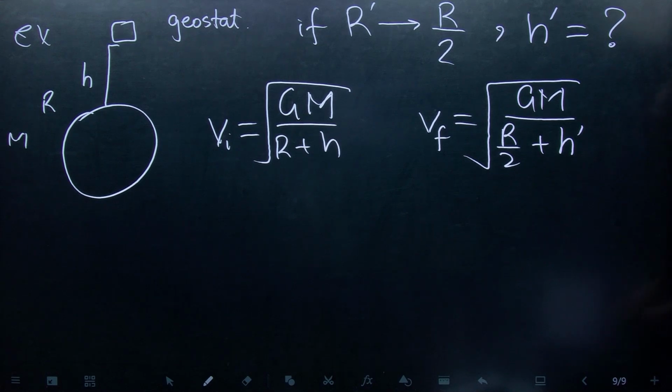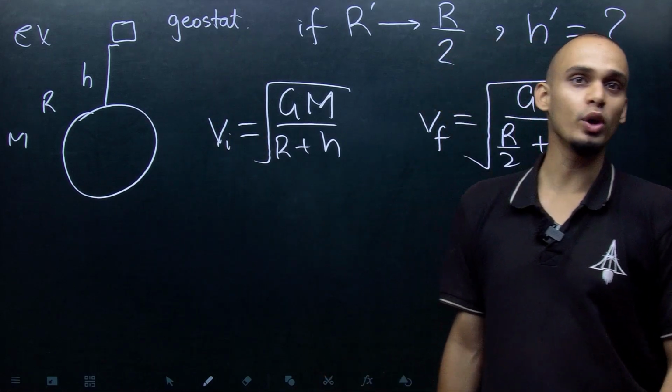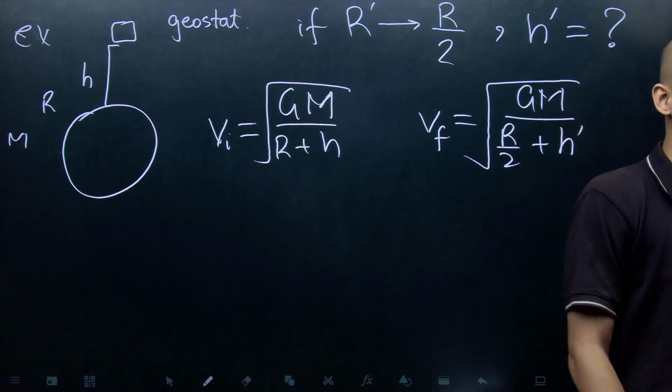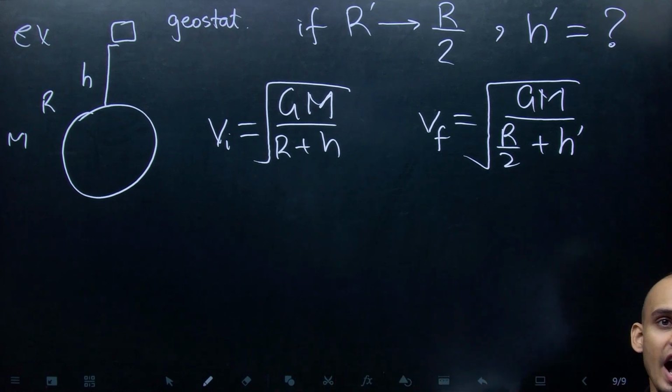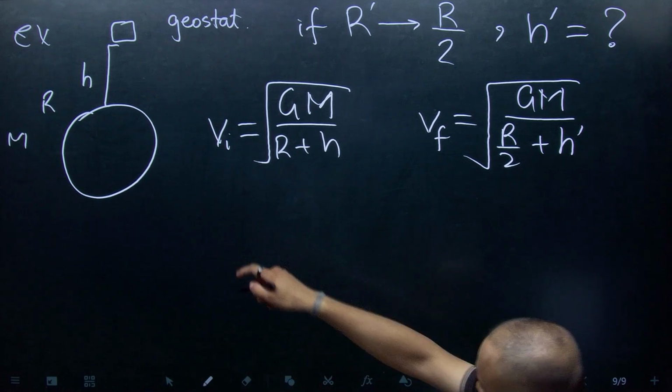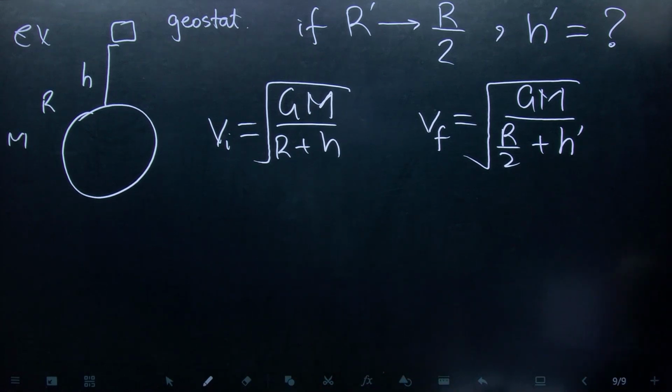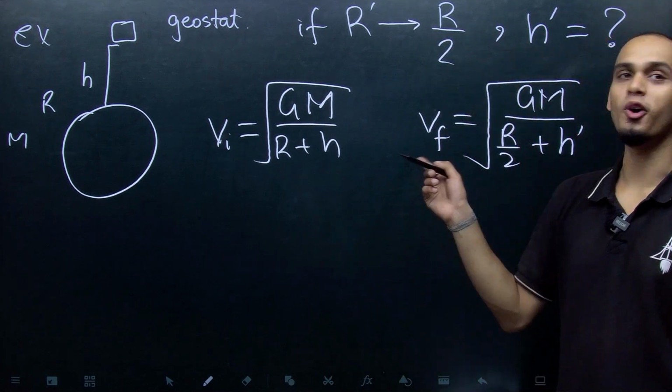Now in all of this, radius shrinking, height changing, since the satellite is in a geostationary orbit, through and through, we should conserve energy. The energy of the satellite should be conserved before the earth shrinks and after the earth shrinks. That is, the kinetic energy plus potential energy, both adding up, should be the same. Velocity staying the same is not the condition.